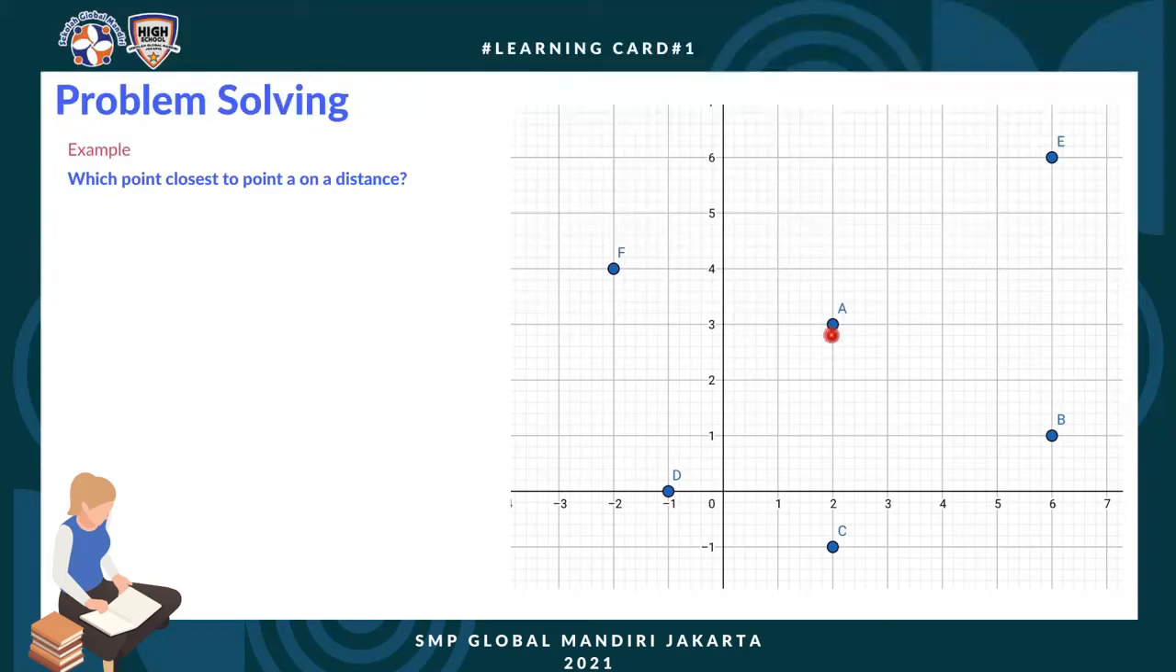Let's say this is point A, and which point between B, C, D, E, and F is closest to point A?